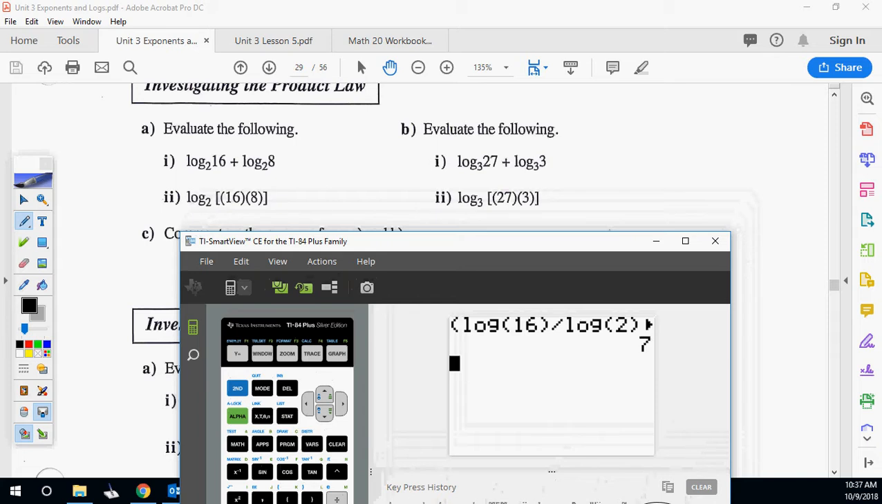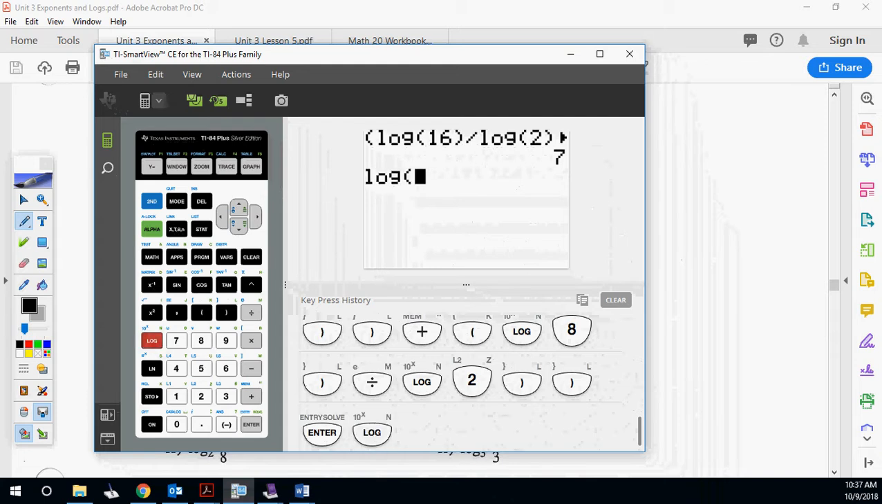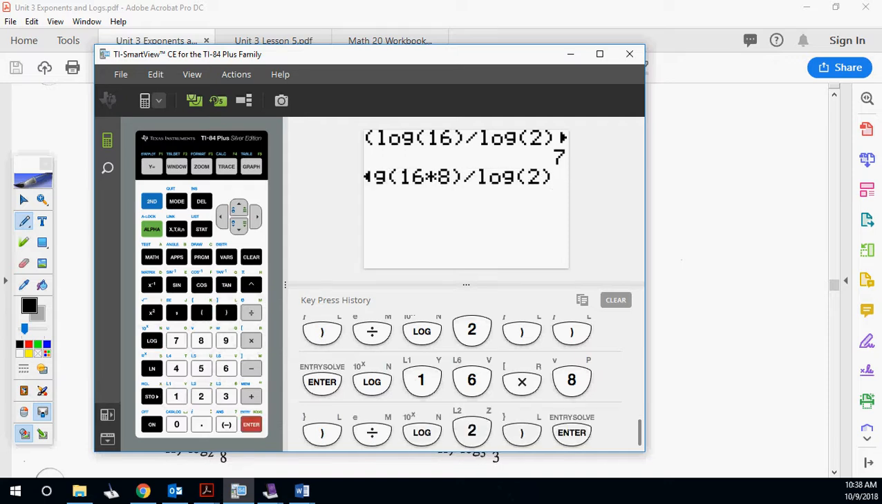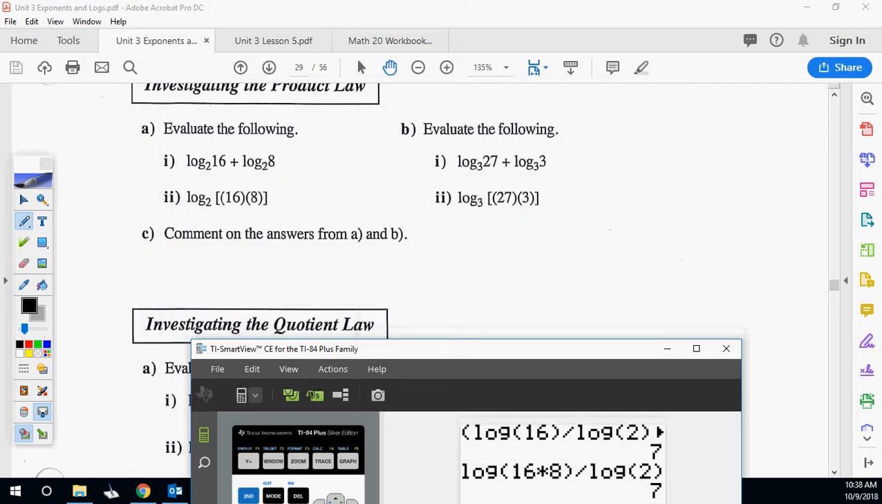Now we're going to do log of 16 times 8 over log 2. That's not a coincidence. We got 7 and 7, signifying they're equivalent. That's going to be your first law, the product law. If they are multiplied, you can separate them as addition. If they're addition, you can put them together as multiplication. You can go vice versa, whichever helps you with whatever you're solving. It's more of a tool.